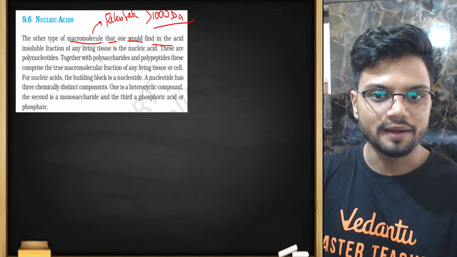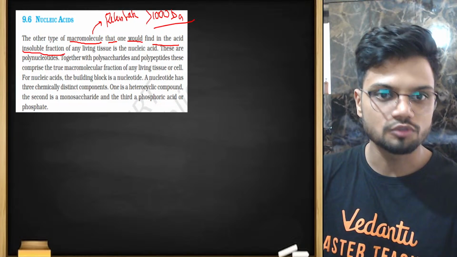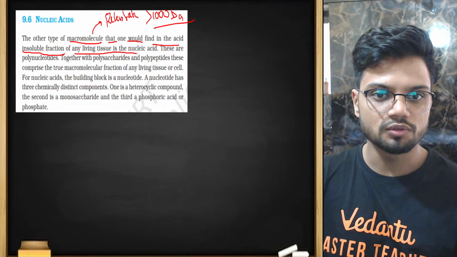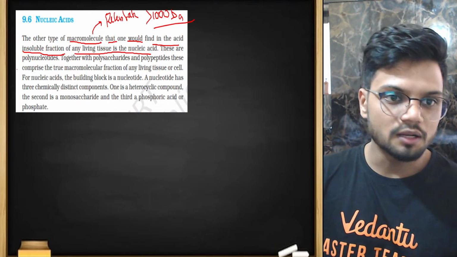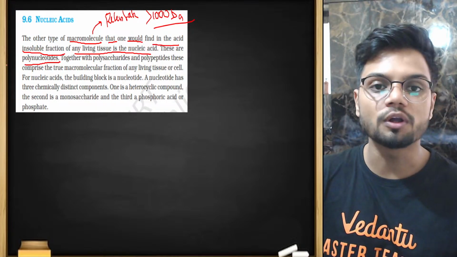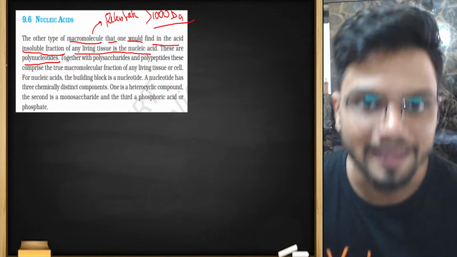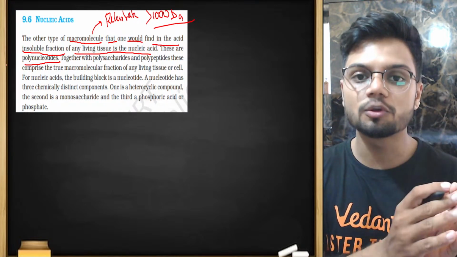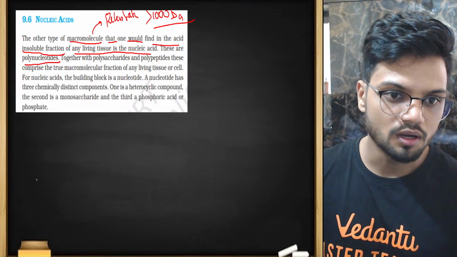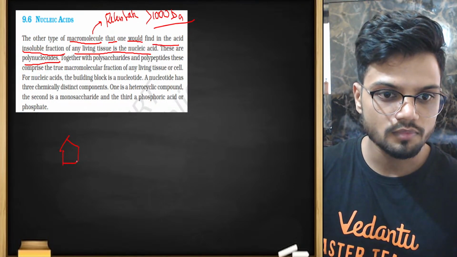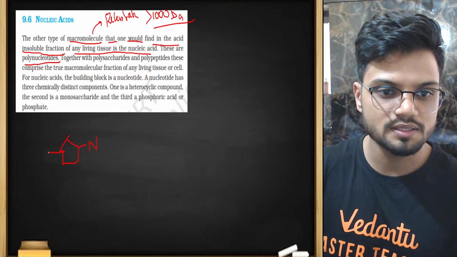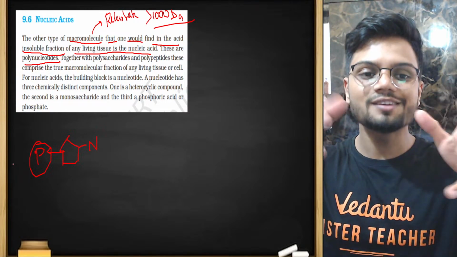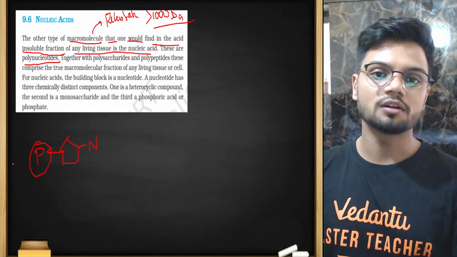Nucleic acid is what one would find in the acid insoluble pool. If it is in the retentate, obviously the acid insoluble pool of any living tissue is nucleic acid. Nucleic acids are polynucleotides. What is the meaning of poly? Poly means many. A nucleotide, as I told you in the previous class, has a sugar group, a nitrogenous base, and a phosphate attached to it. That is a nucleotide. When many nucleotides join together, that makes up the nucleic acid.